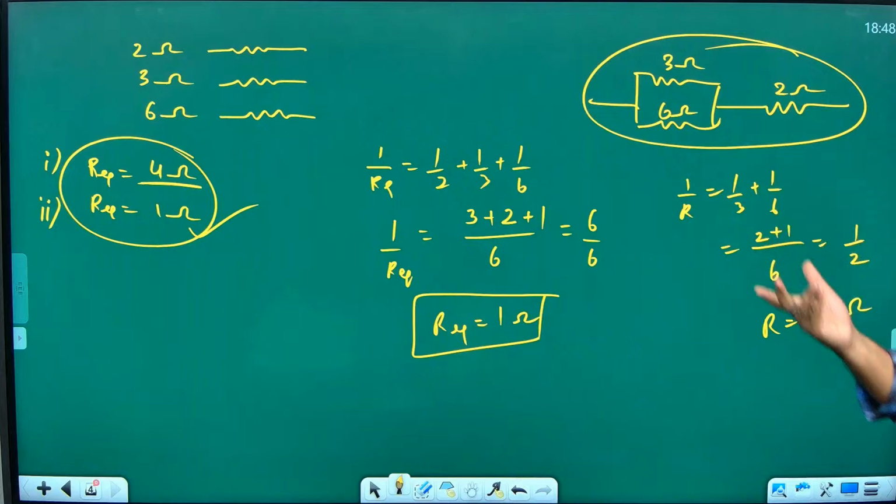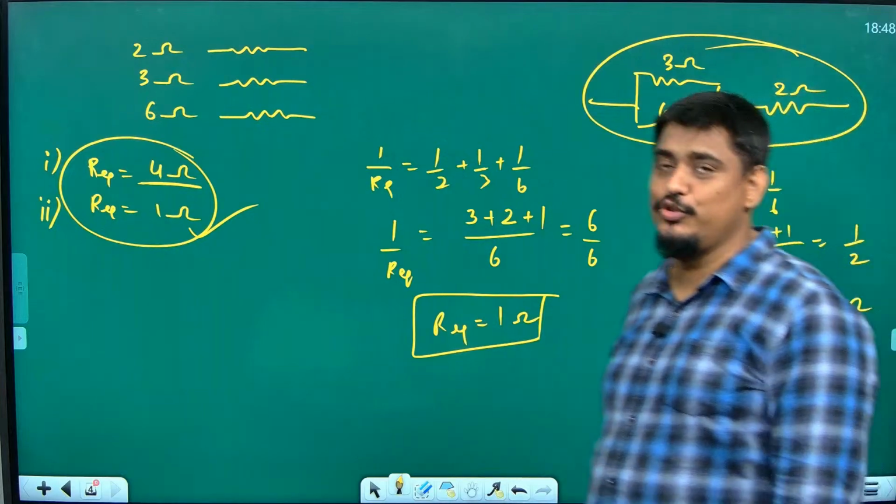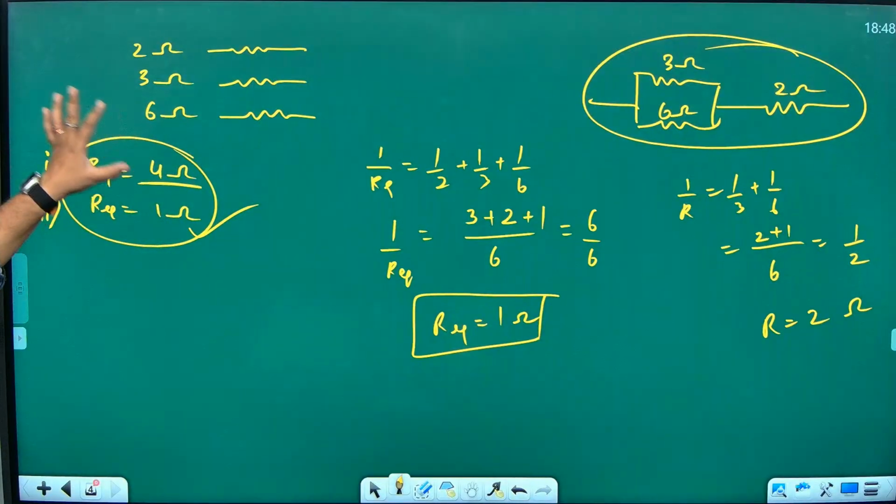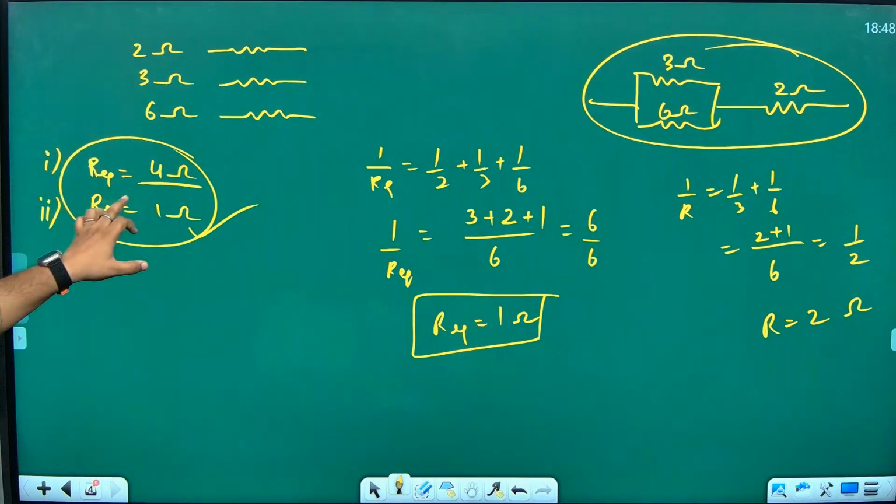Resistors they give. Yes, sir. Yeah, definitely you should use. That's what the question is. You must use 2, 3 and 6, all 3, and get the answer as 4. That is the question.